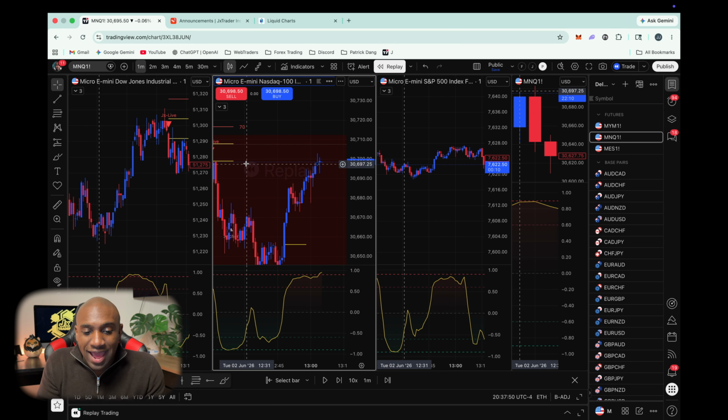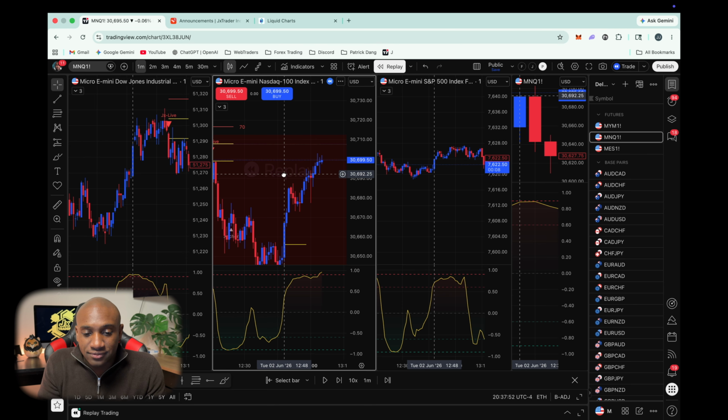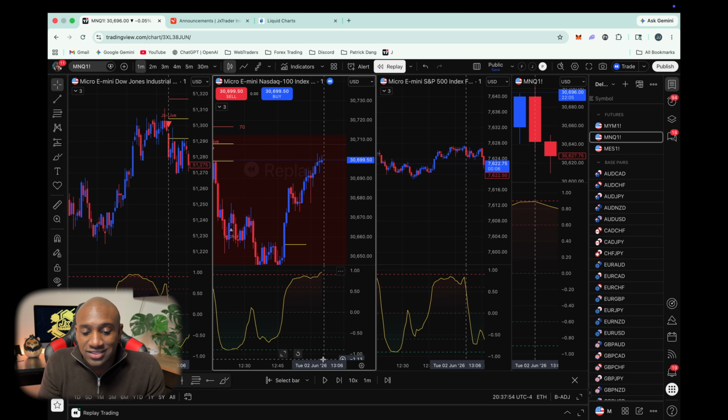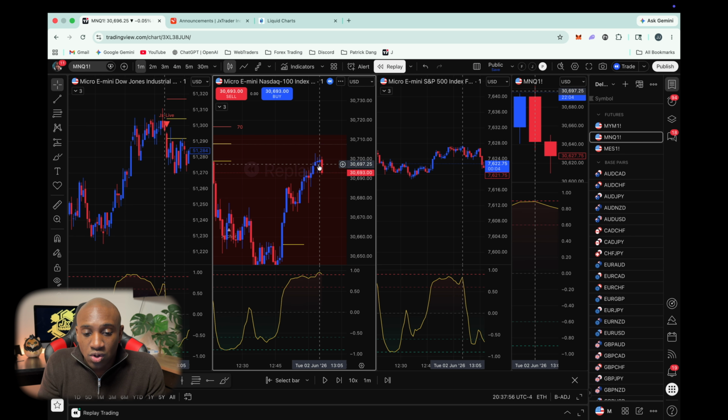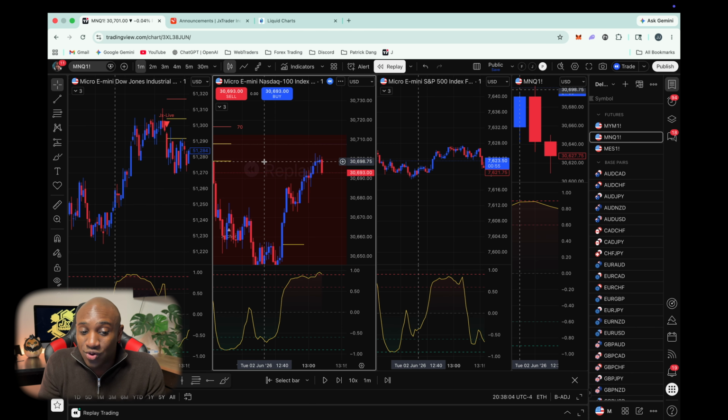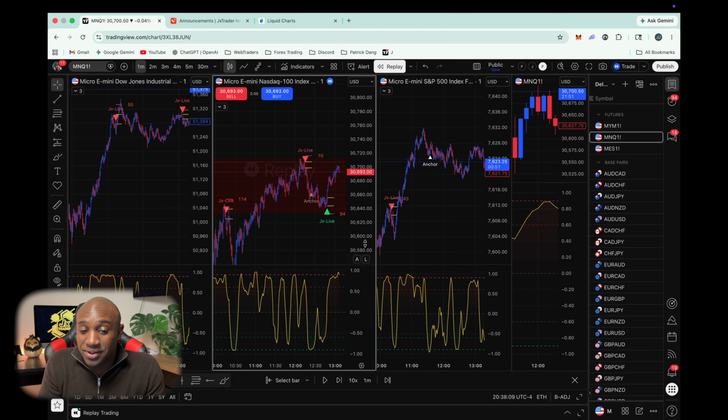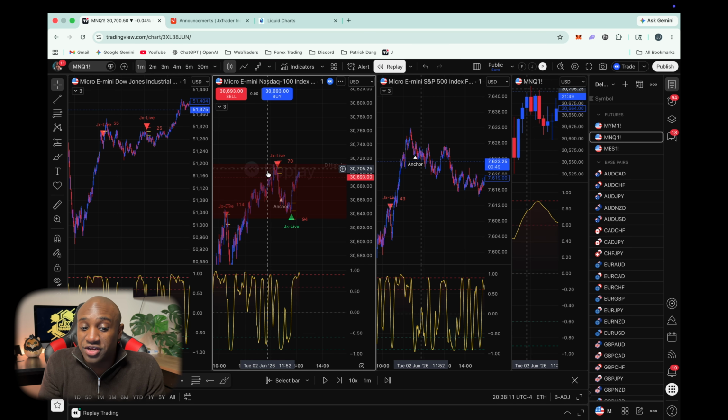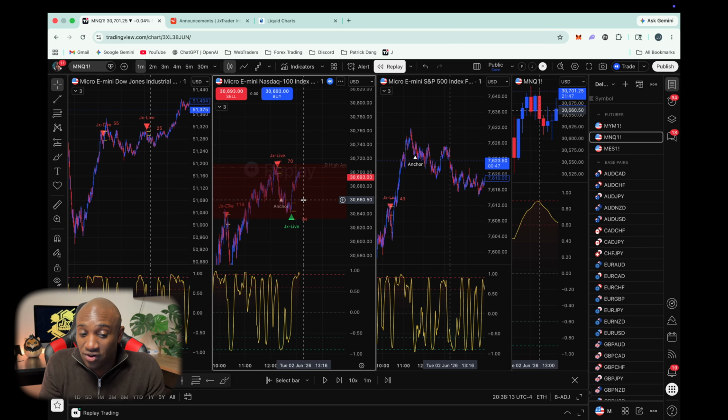So we are now at my entry, right? And look, we are pausing. See those doji candles? We're pausing. See that right there? And they're in the zone right now, in the pivot zone for the 1 minute. So I could take this right now.